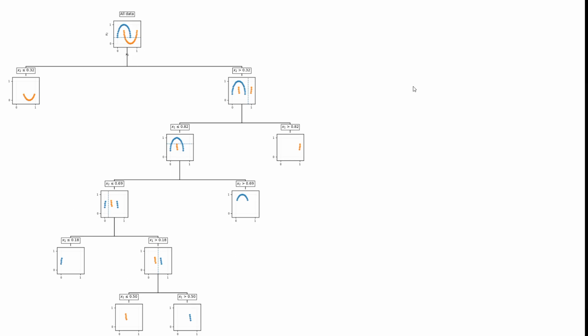Once the decision tree is created, predicting the class of a new point is very easy. If x2 is less than 0.32, you will immediately conclude that the class is orange. If the point has x2 greater than 0.32, then it will again check the further rules that we have laid down here. So it will recursively check these rules and finally arrive at the right prediction. So this is the concept of decision trees and how you can understand it visually.